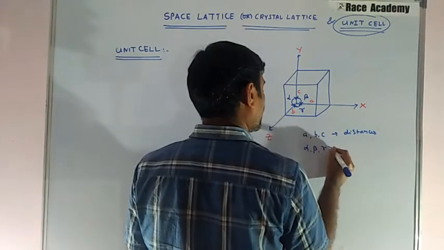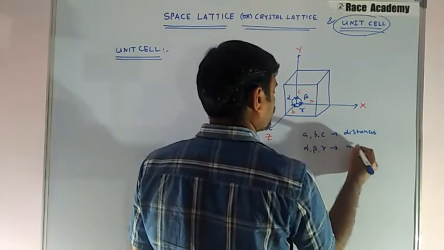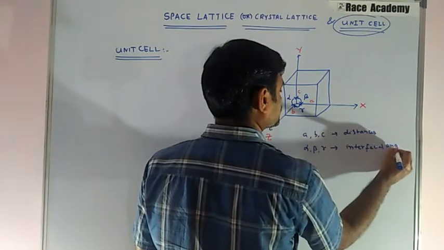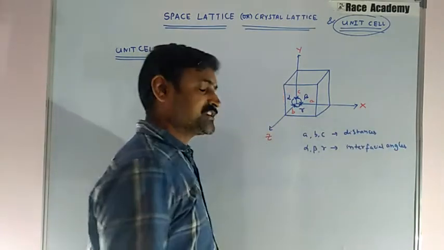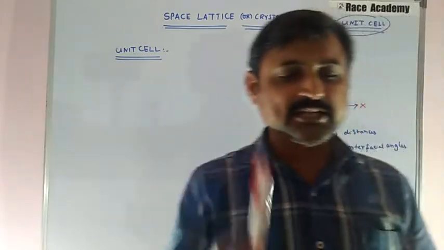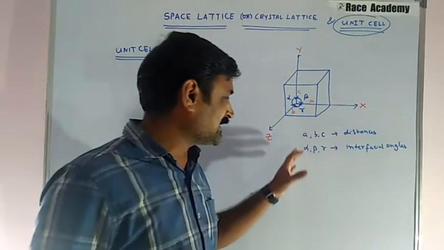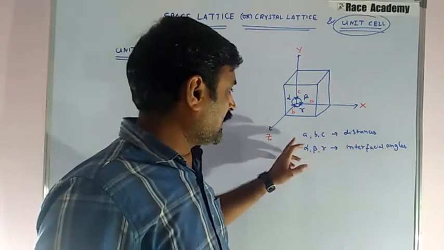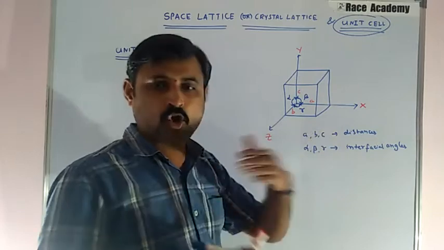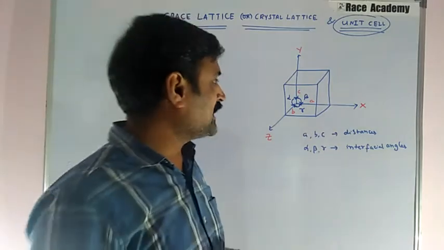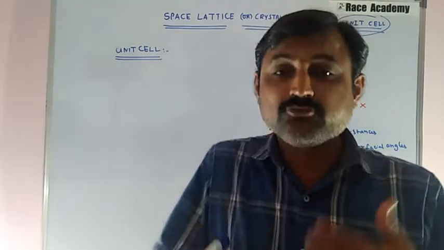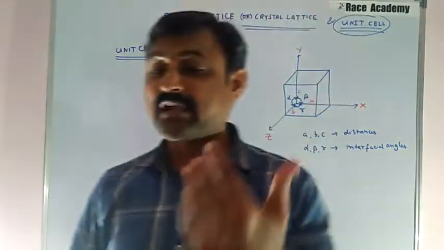Alpha, beta, gamma are interfacial angles. They are called interfacial angles. So in this three-dimensional arrangement, three angles are there, alpha, beta, gamma. The edges or distances, A, B, C, are there, and these all will decide the geometry of this unit cell. That means, how can we understand the characteristic parameters of the unit cells?